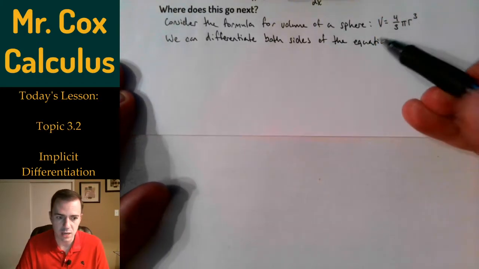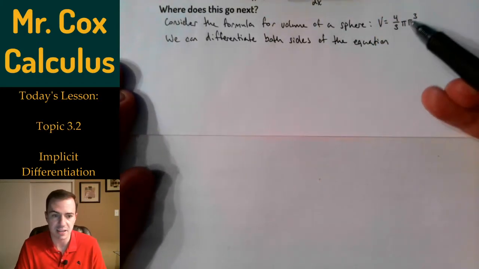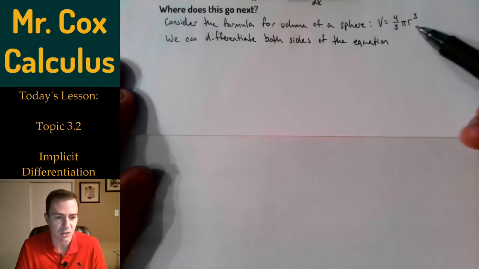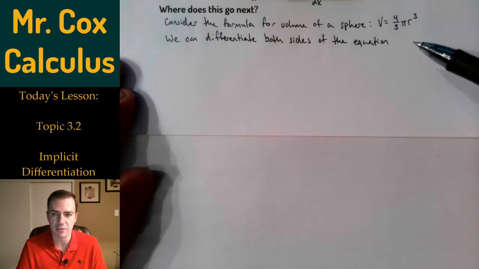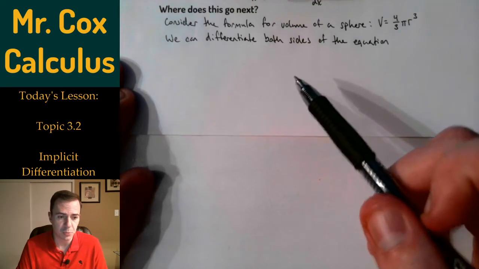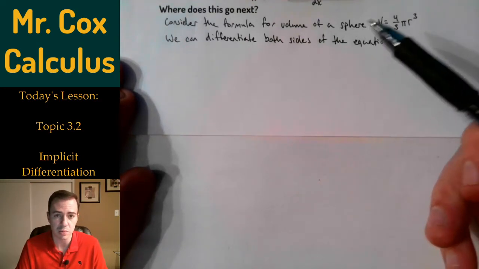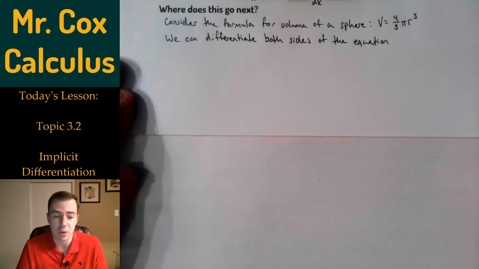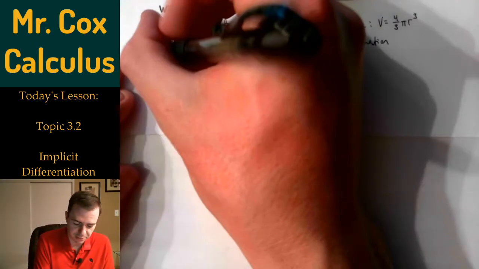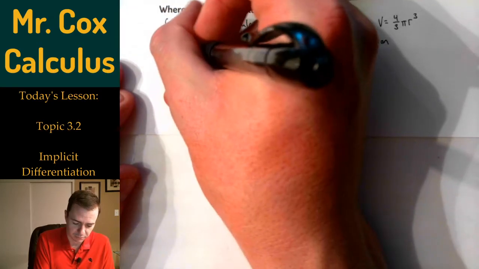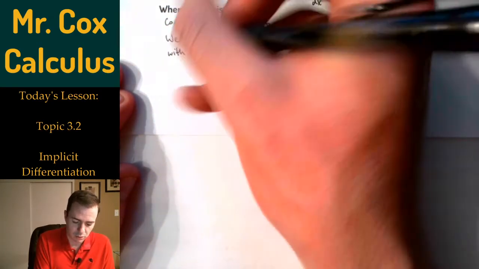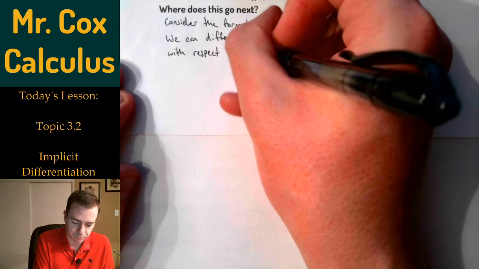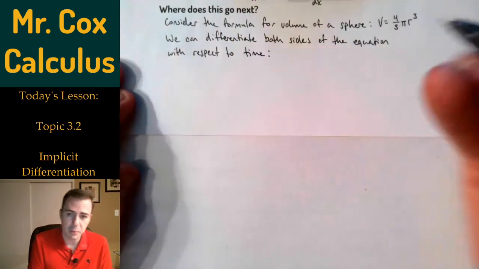And it's worth noting here that the volume is expressed as a function of the radius, which is how we understand the volume of a sphere. But through this process called implicit differentiation, we're going to be able to differentiate both sides of that equation with respect to any variable that we want. And so let's do this with respect to time. And I'm going to go ahead and do this for you.